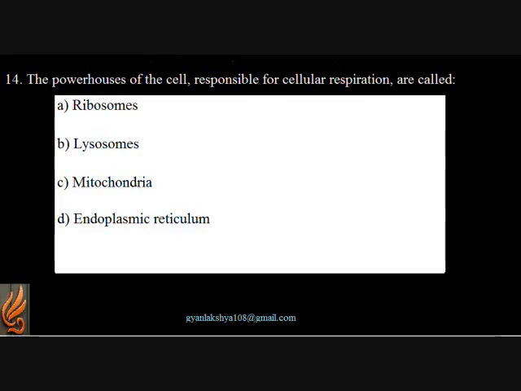The powerhouses of the cell, responsible for cellular respiration, are called A. Ribosomes. B. Lysosomes. C. Mitochondria. D. Endoplasmic reticulum.